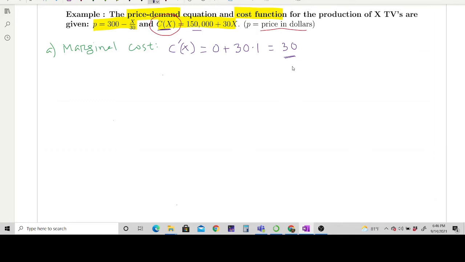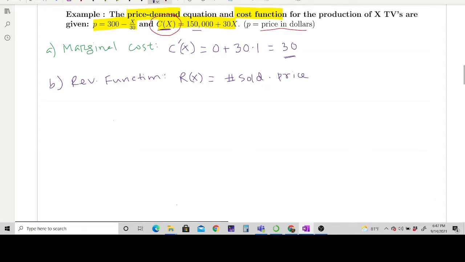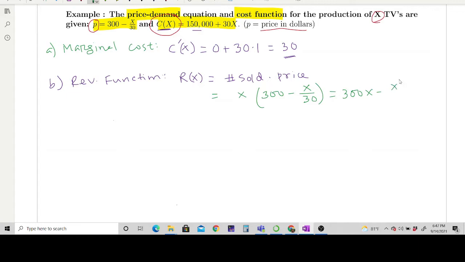Okay, then find the revenue function. You are not given the revenue function, but you are given enough information to find it. The revenue function, denoted by R of x, equals the total number of items sold times the unit price. The total number of items is x number of TVs, and the price for each TV is p. So the revenue is x times the price, which is x times (300 minus x) over 30. Now we can distribute this. We get 300x minus x squared over 30.